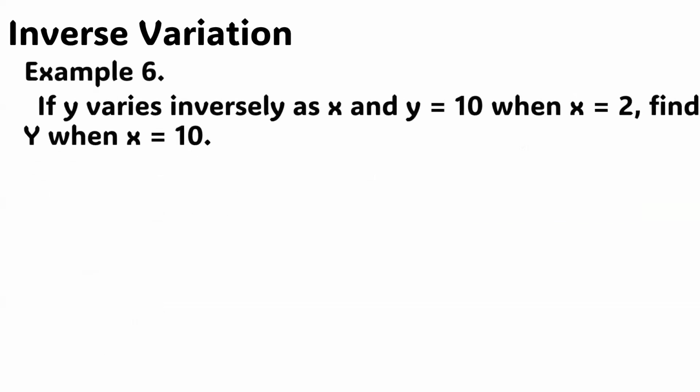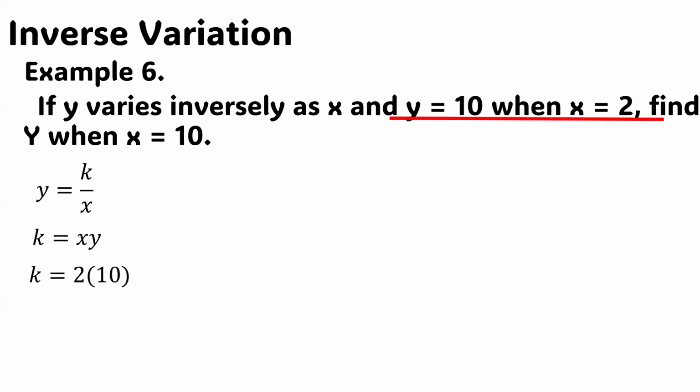Let's have example number 6. If y varies inversely as x and y is equal to 10 when x is equal to 2, find y when x is equal to 10. So dito, unahin muna natin ang paghanap kay equation and kay constant of variation before solving for y. Okay? Yung muna unahin natin. So here, y varies inversely as x. So we are done with our general equation. And then let's try to find the value of k, where k is equal to x multiplied by y. So yung y natin and x are given na. Y is 10, x is 2. Diba? So meaning k is equal to 2 multiplied by 10. So your k is equal to 20.